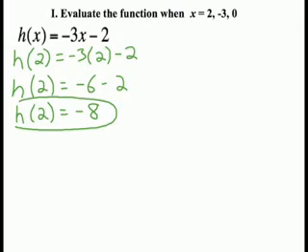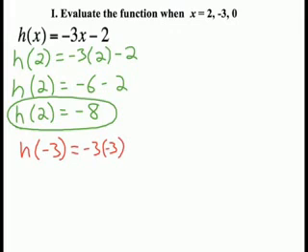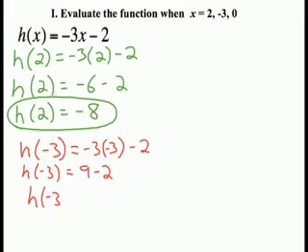Now we must substitute -3 into the original function. So we have h of -3 equals -3 times -3 minus 2. -3 times -3 is a positive 9. 9 minus 2 is 7. So h of -3 equals 7.